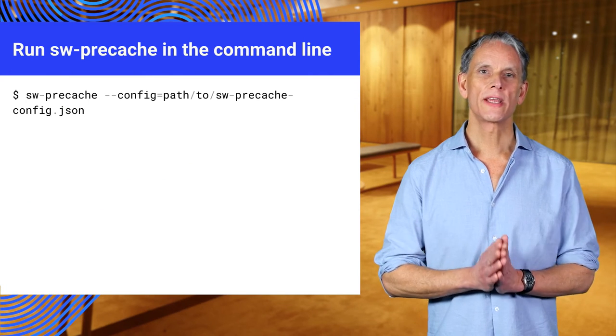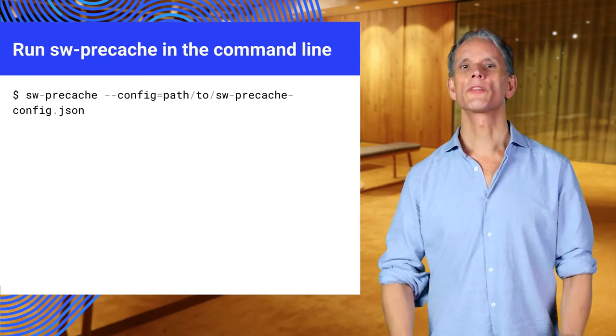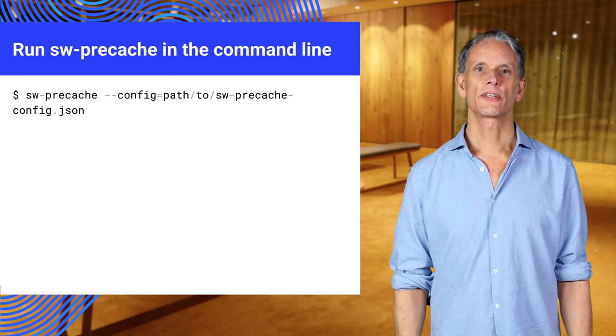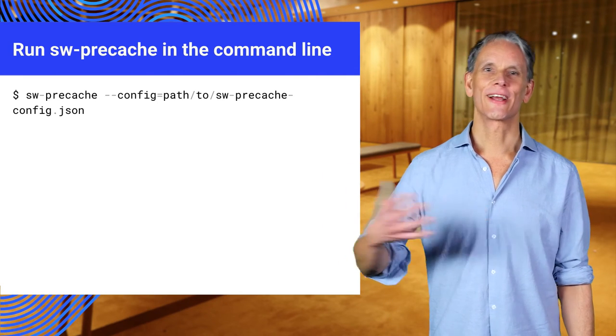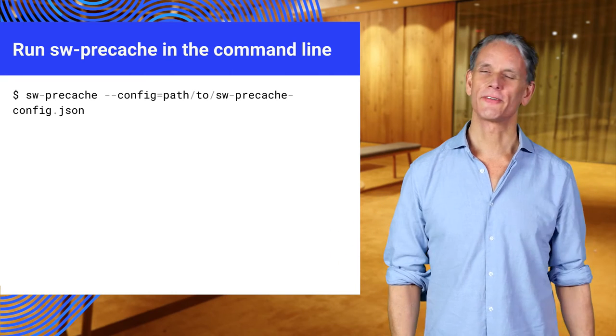Once the SW Precache configuration is ready, we run it with the following command: sw-precache --config=path/to/sw-precache-config.json --verbose, if you can get all that.